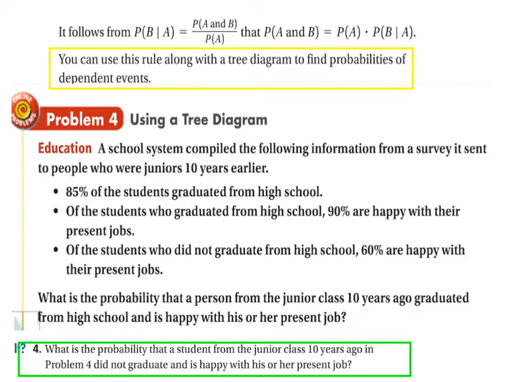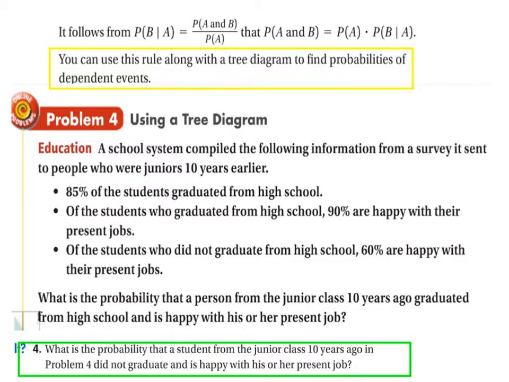And so we've got the situation here where we've got some information. A school compiled the information from a survey sent to people who were juniors 10 years earlier. It said 85% of the students graduated from high school. Of the students who graduated from high school, 90% are happy with their present jobs. Of the students who did not graduate from high school, 60% are happy with their present jobs. And they want us to find the probability that a person from the junior class 10 years ago graduated from high school and is happy with his or her present job.